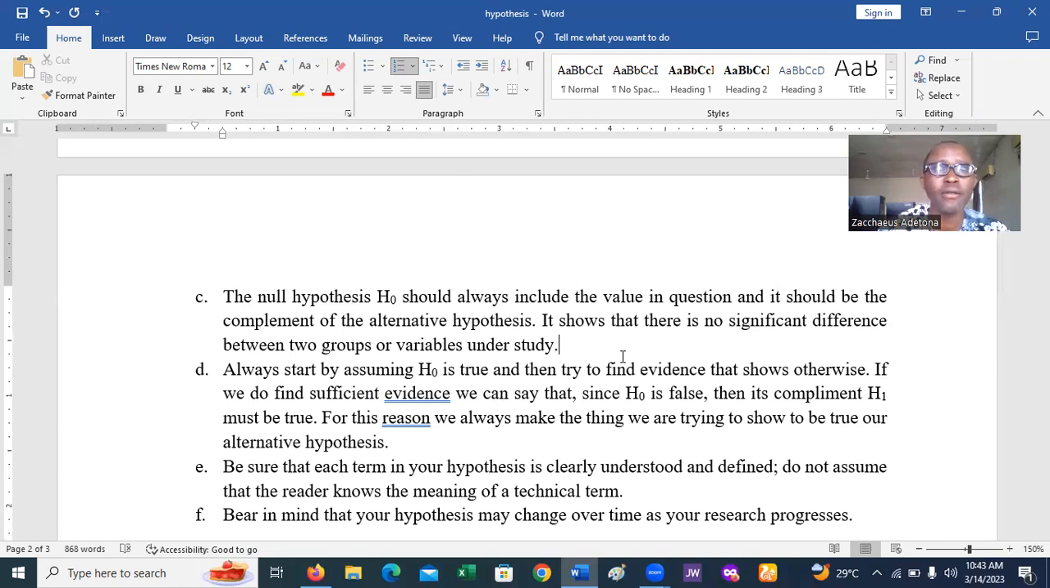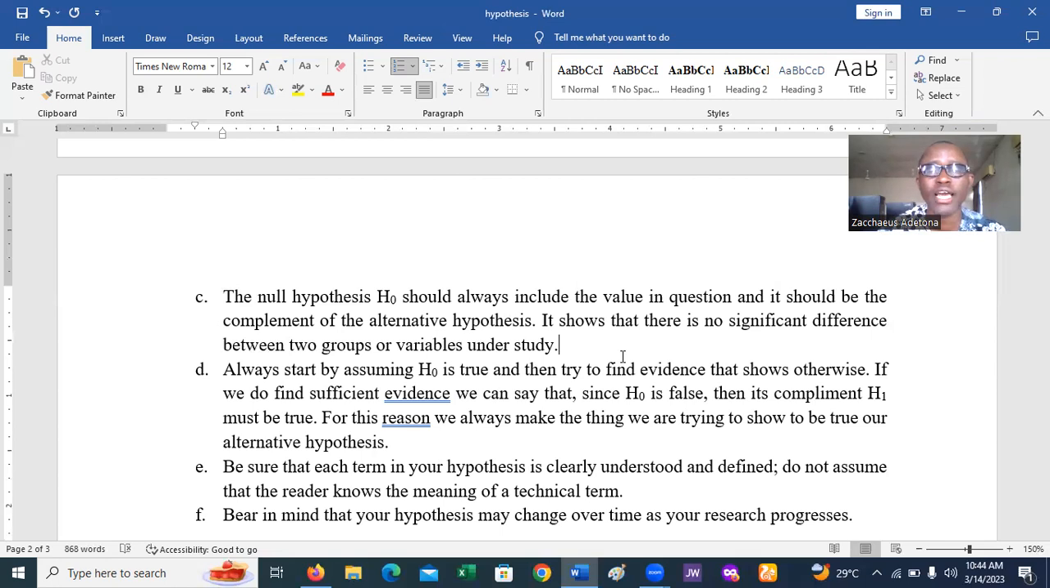Now, point number E, you have to be sure that each time your hypothesis is clearly understood and defined. When you formulate your hypothesis, you must make it clear what each hypothesis is representing and the terms are defined. Do not assume that your reader will actually understand. You need to explicitly state what each term in the hypothesis indicates, what they mean.